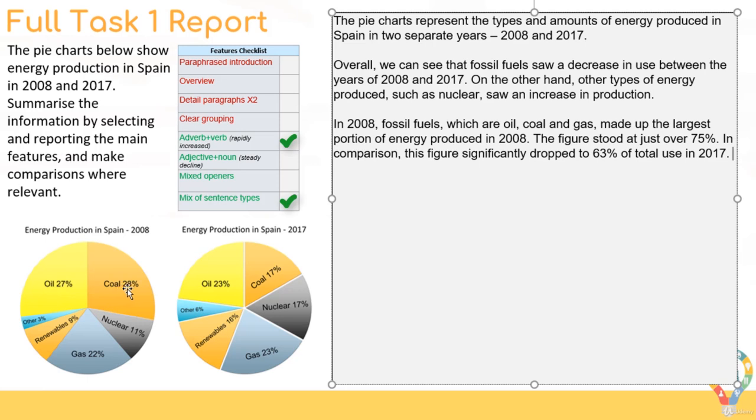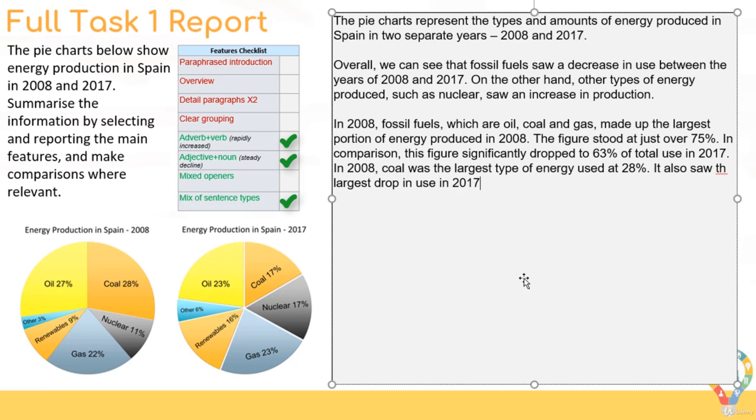We'll start with coal, which is the largest amount, and I'll describe the drop. So in 2008, coal was the largest type of energy used at 28%. It also saw the largest drop in use in 2017 to 17%. Okay, so that is coal, and we have described that.